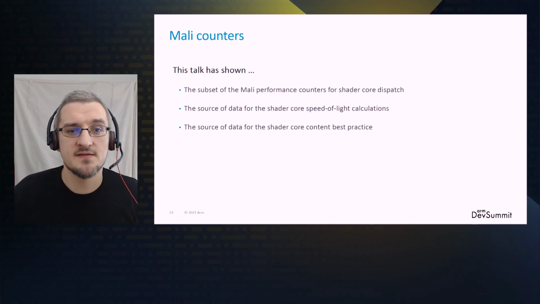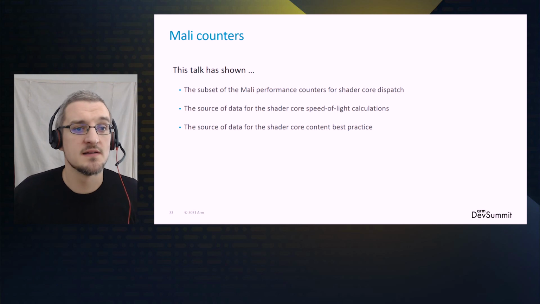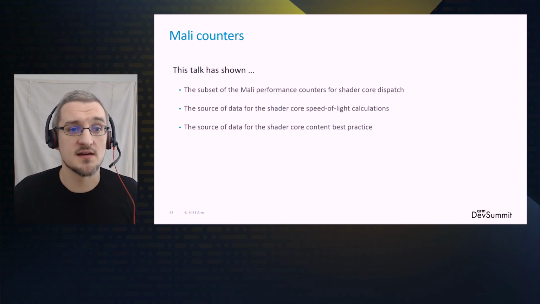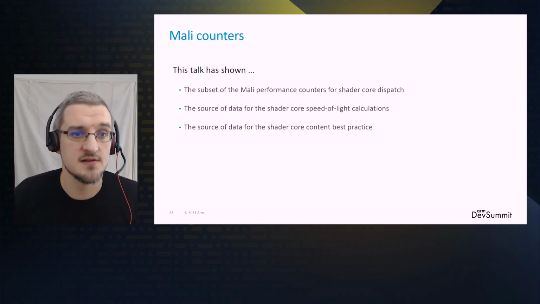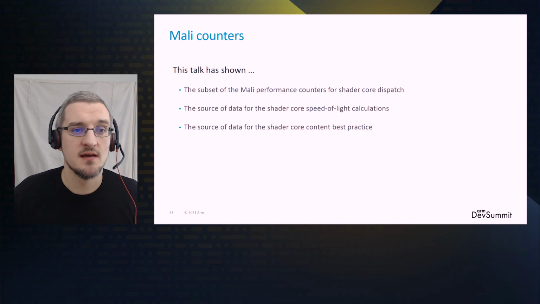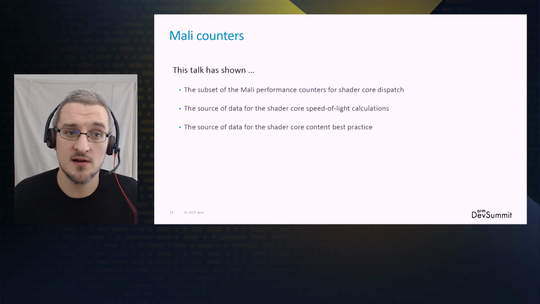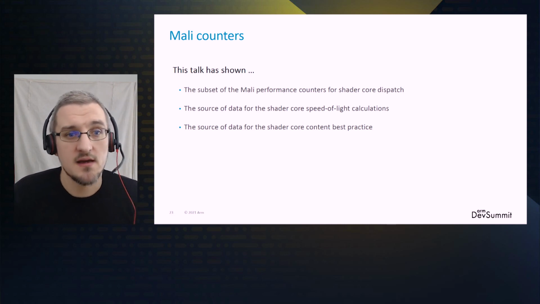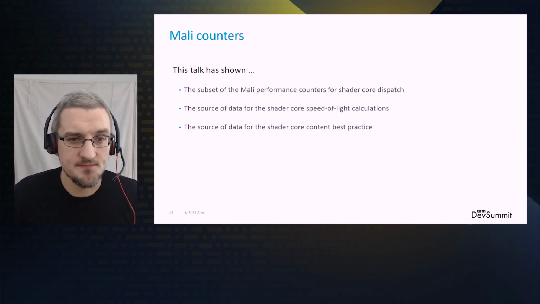We've shown where you can get data for the speed of light calculations, so which units are the critical paths. Those are the ones that you should target optimizations at. We've also looked at the counters that you can potentially start using for some of the best practice measures. So bytes per texture lookup, how well is my cache working? Am I getting lots of early Z testing, which is good? Or am I getting lots of late ZS kills, which is bad? And so the counters can start guiding you towards the optimizations that you need to be applying.